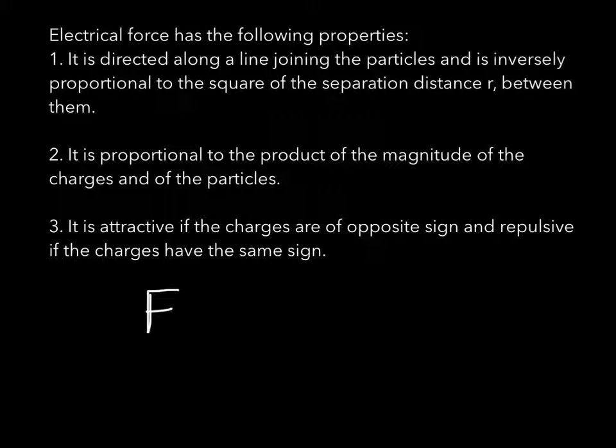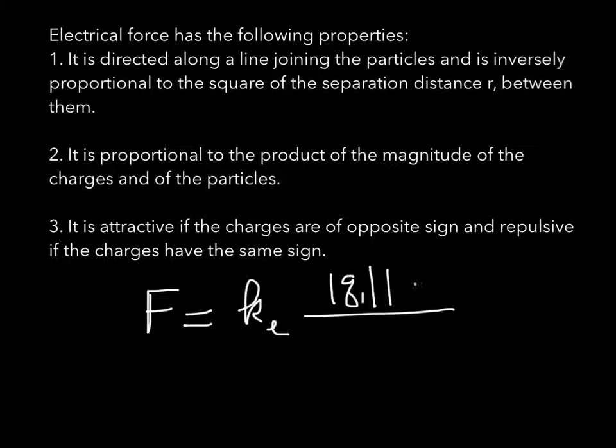From these observations, Coulomb proposed the following mathematical form of this law. He said that the magnitude of the electrical force between charges Q1 and Q2, separated by a distance r, is equal to k_e, which is just a constant, times the absolute value of Q1 and Q2 over the square of the distance between them. And k_e is the constant we're going to call Coulomb's constant.